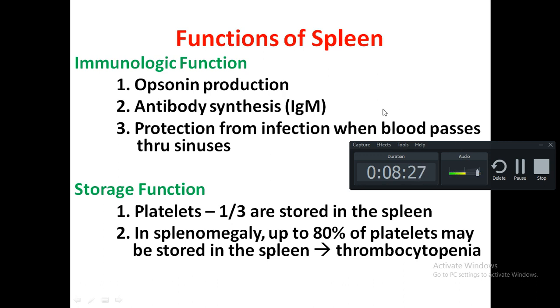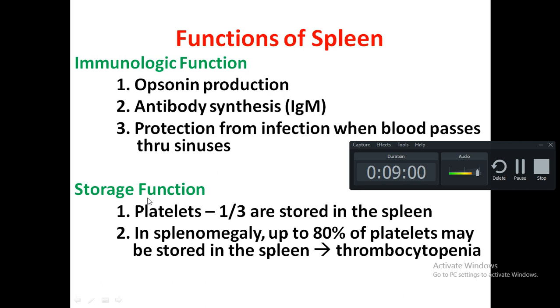Then the second function related to the immune activity is the antibody synthesis, that is, it produces IgM antibodies. Third is that the spleen helps in the protection from infections, whenever the blood that is containing the microbes passes through the sinuses. So this passing will then trap the microbes that are present in the blood, and then they are destroyed by the reticuloendothelial system.